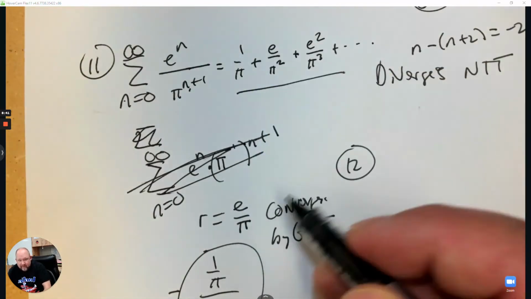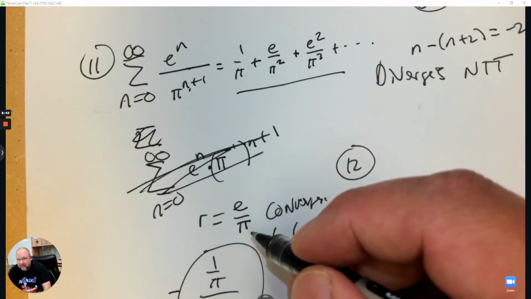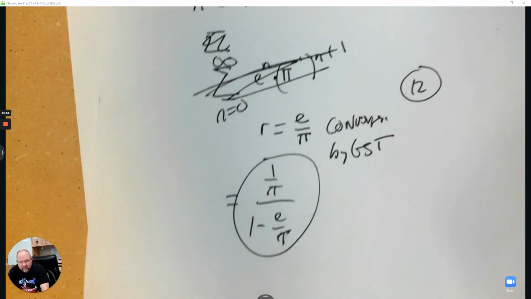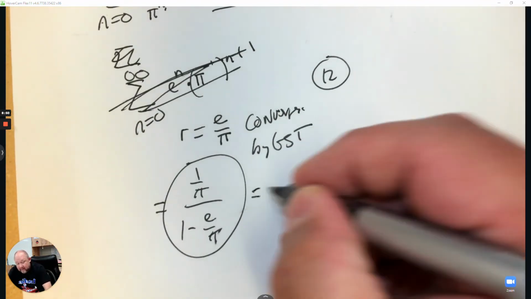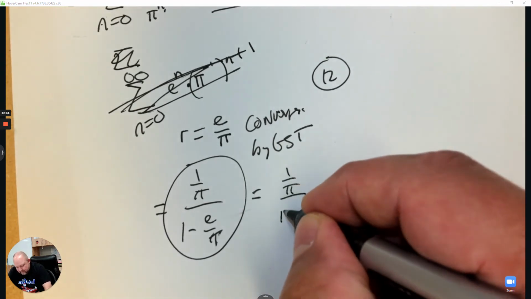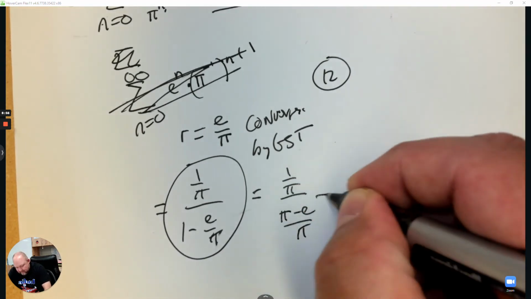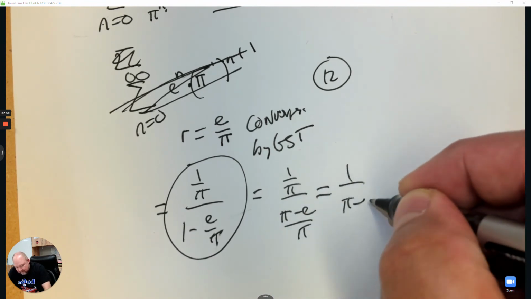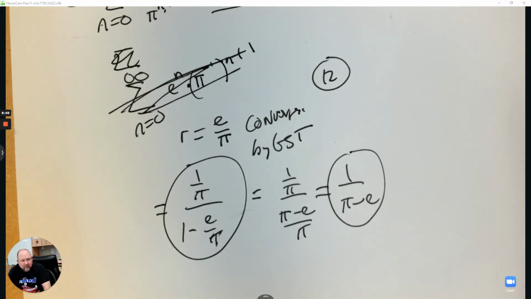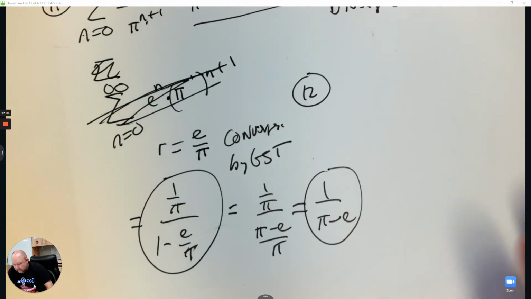It's e over pi. And e is about 2.7. Pi is 3.14. So it's less than 1, so it does converge. You know what? Now I'm going to do it. So I'm going to get common denominators. So that's pi minus e over pi. The pi's divide out, and I get 1 over pi minus e as my answer. Beautiful. 12. Don't give up, right?